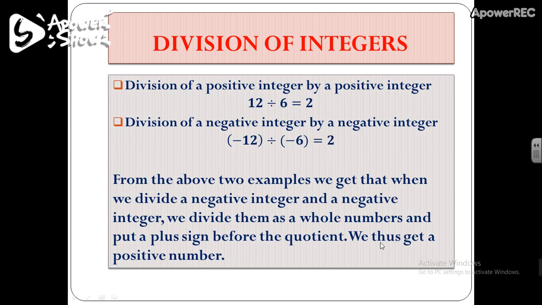So in this way, after dividing a positive integer by a positive integer and a negative integer by a negative integer, the result which we get is always a positive integer. So in this way we can divide integers.